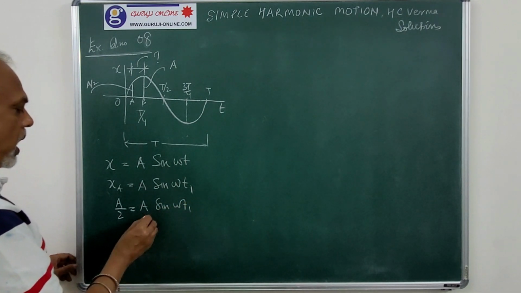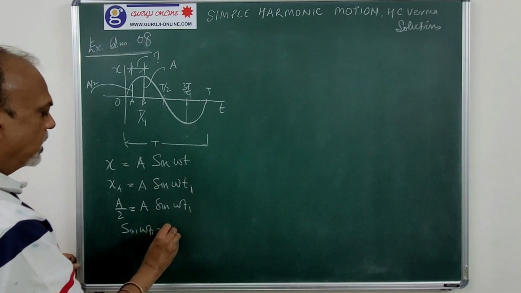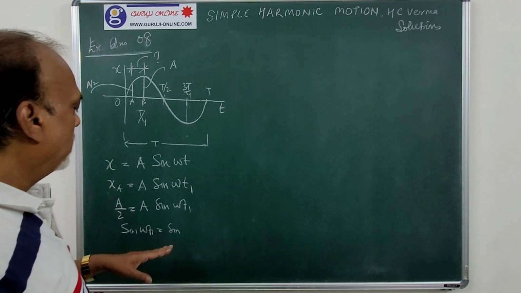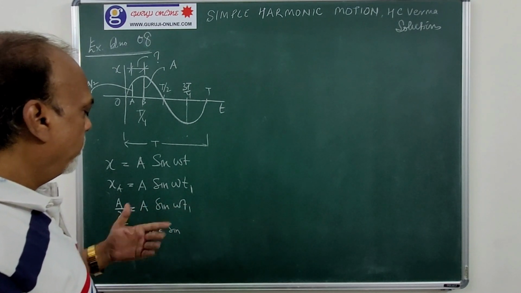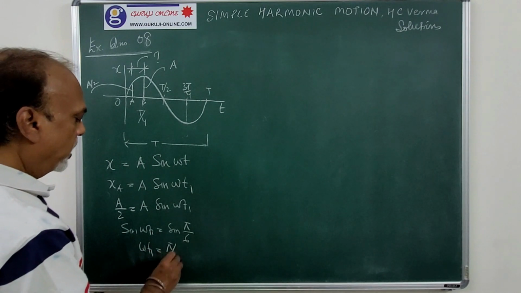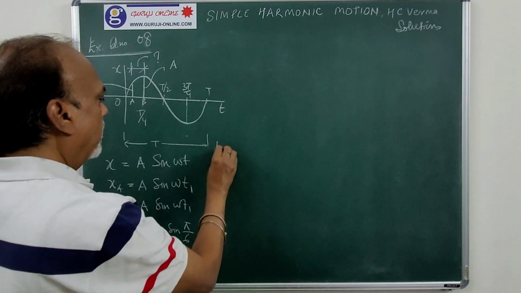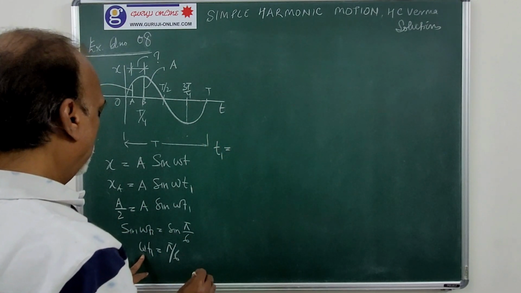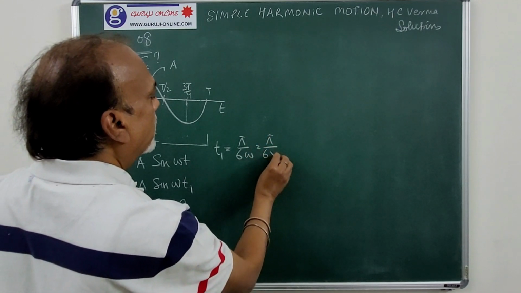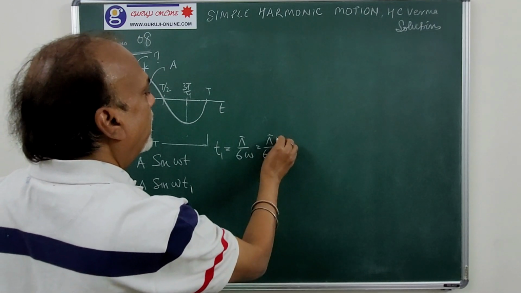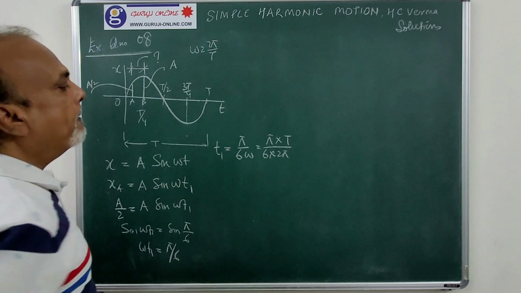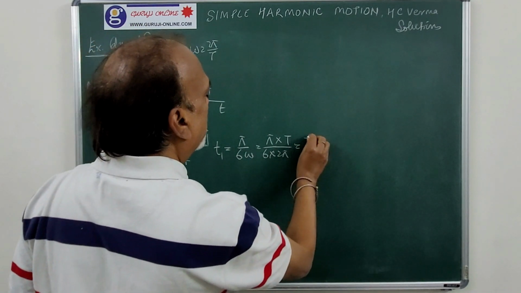Sin omega t1 is nothing but 1 by 2. 1 by 2 means sin 30 degree, which is pi by 6. That means omega t1 is nothing but pi by 6, or t1 will be nothing but pi by 6 omega, or pi by 6 into T divided by 2 pi, because omega is 2 pi by T. So it is giving us T by 12.